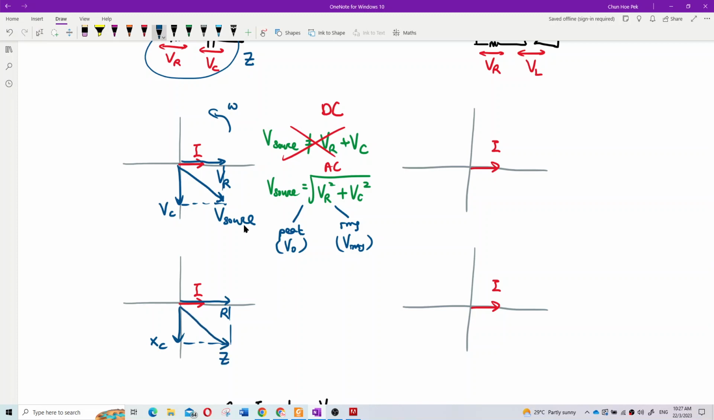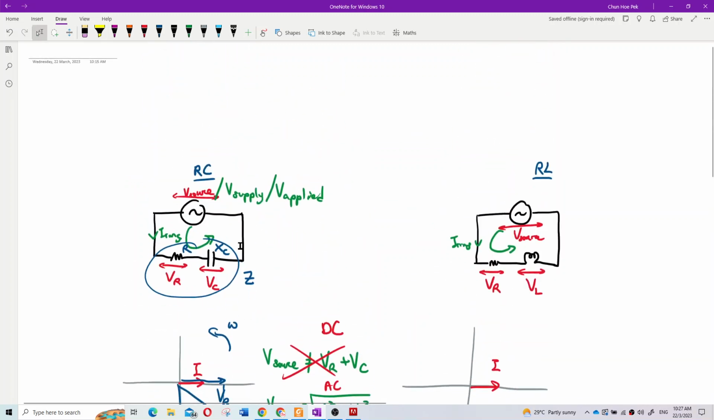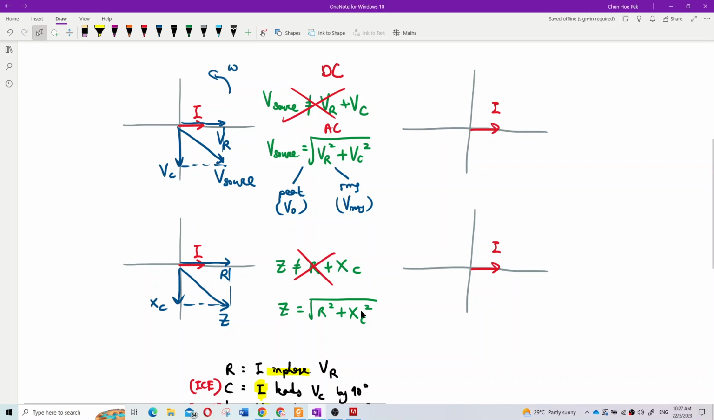So how to find Z? Again, Z is not equal to R plus XC. Understand? How to find Z, class? Tell me. Pythagoras theorem. Like that only. Then you can find Z, the total impedance for the whole circuit, for AC. Very easy, isn't it, class? You know vector diagram, then you must know this already.